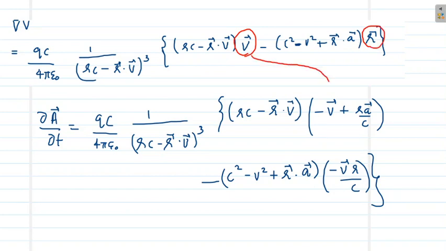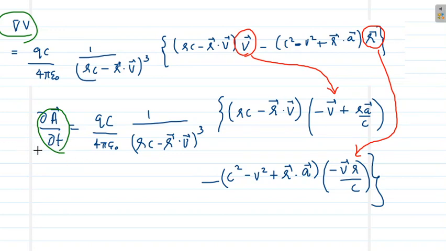Instead of v bar, we substitute minus v bar plus r a bar by c, and instead of r bar, we substitute minus v bar into r by c. So you can try to remember dou a bar by dou t like this. If we try to derive dou a bar by dou t, it will make our derivation even more lengthier. So as of now, let us take the equation for dou a bar by dou t as given in this expression. So we have the expressions for del v and dou a bar by dou t.